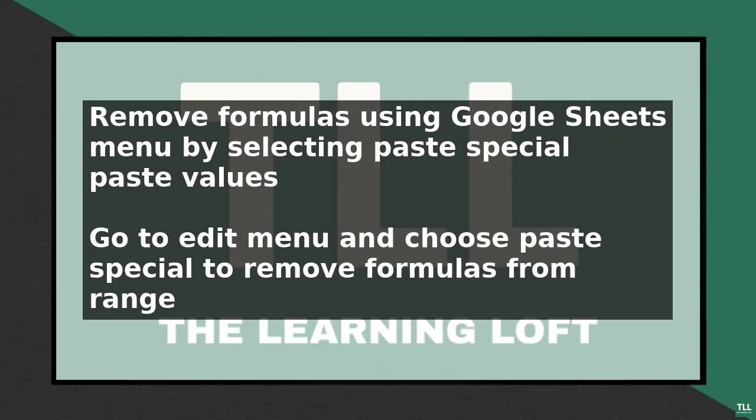It is also possible to remove formulas using the Google Sheets menu. To do this, select the range of cells, go to the Edit menu, and choose Paste Special, then choose Paste Values. This will remove all formulas from the selected range and replace them with their respective values.